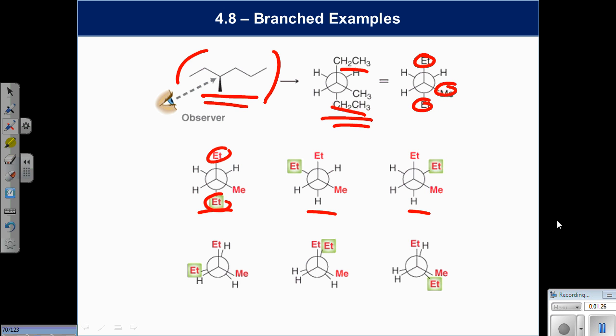And as you start to rotate, be very careful. There's a way to do this without getting lost. And it is to keep one of the groups the same, keep one of the carbons the same. So in this example, the front carbon is being left where it is, and the back carbon is being rotated. And then the consequences of that can be discussed based on different energies.